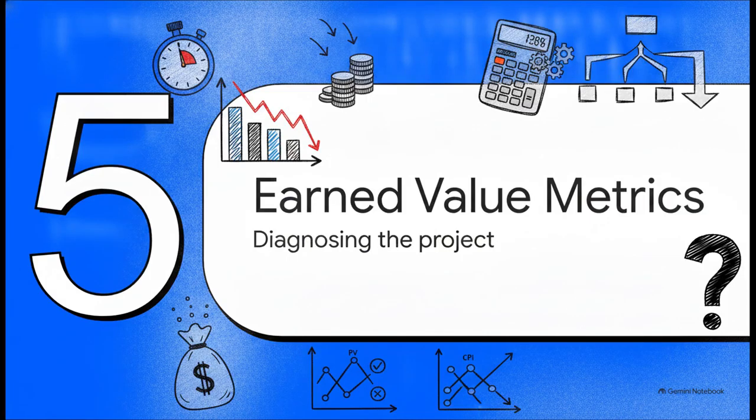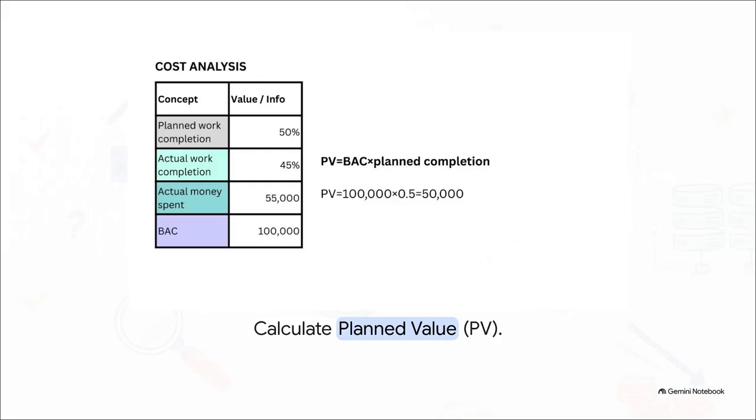To find out, we need Section 5, Earned Value Analysis Metrics. It's time to diagnose this project by crunching PV, EV, and our performance indices. First up is calculating our planned value. The formula here is our budget at completion multiplied by our planned work completion percentage. So $100,000 multiplied by 50% gives us a planned value of $50,000. According to our schedule, we plan to have produced $50,000 worth of value by today.